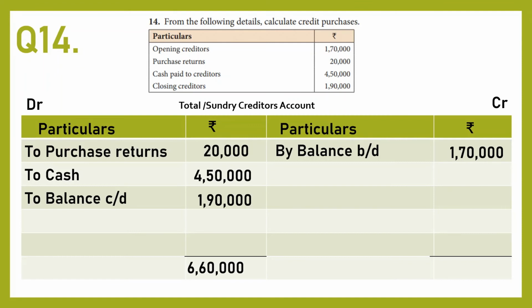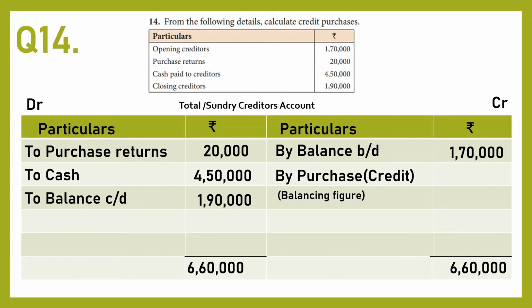So now let us see what is the total. The total is 6.6 lakhs. I extend this to my right, and then I see what is my balancing figure. The balancing figure is nothing but purchases. So this is a purchase which I'm doing on credit. This is a creditors account, so whatever I do as a purchase with the creditors is always a credit purchase. So the total of the credit purchase is 4,90,000.